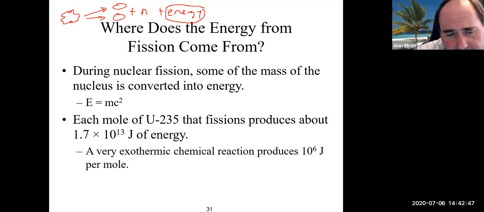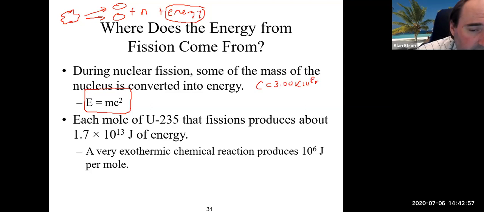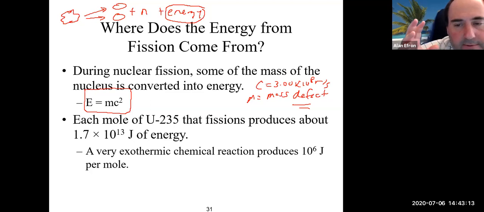One way you could calculate it is using Einstein's equation, and that is E equals mc squared, where c is our speed of light, 3 times 10 to the 8 meters per second. M in this case is mass, but in this application it is really known as the mass defect. The mass defect is the difference in mass between the particles that make up the nucleus and the actual atomic mass of the isotope. So it's that slight difference in mass that, through a process, gets converted into energy when this happens.